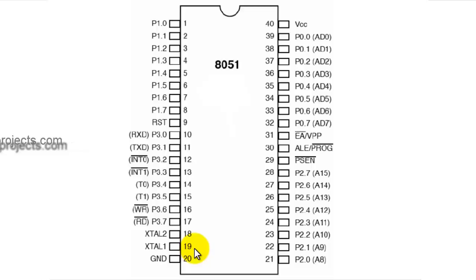Now pin number 20 is the ground pin, that is used to complete the circuit from 5V supply to ground. That means this is connected to the ground of the power supply.